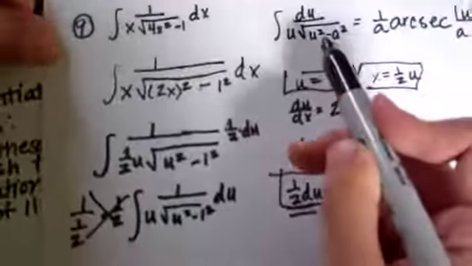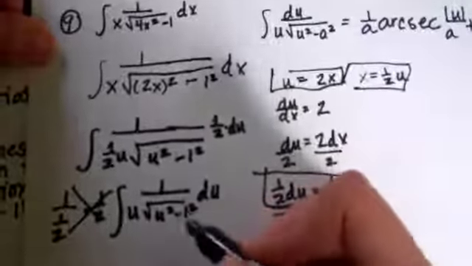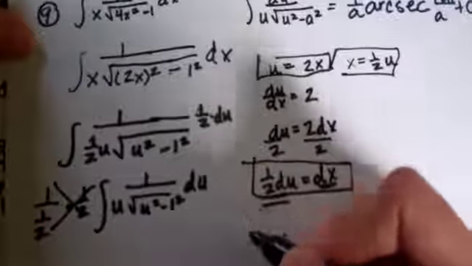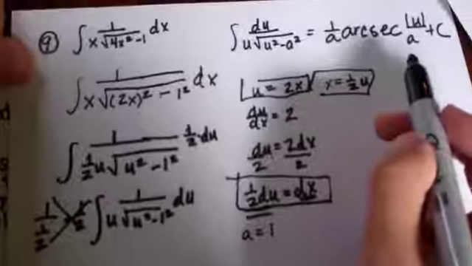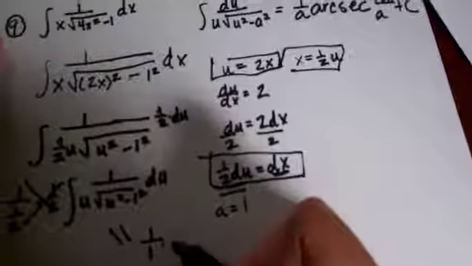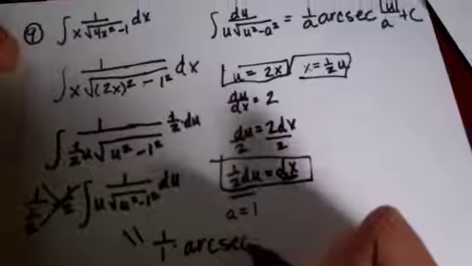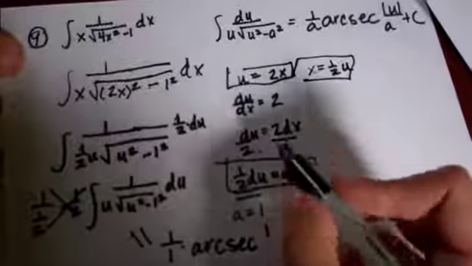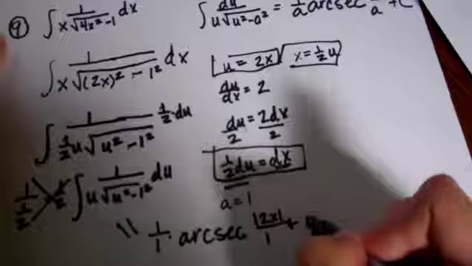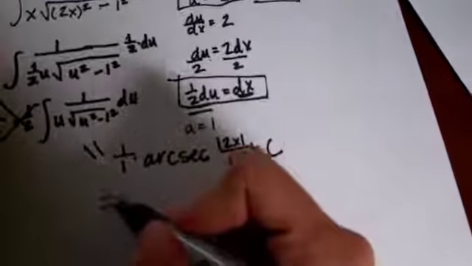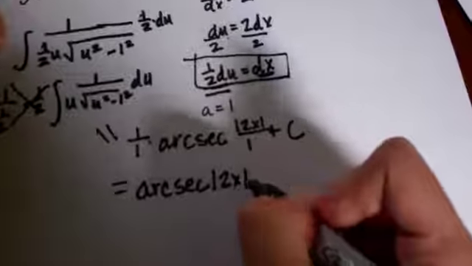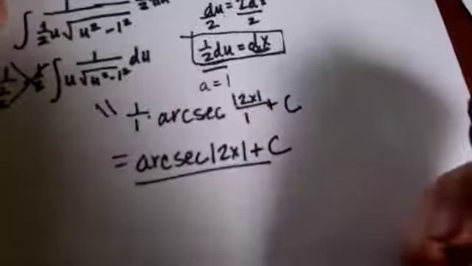Okay, so now we have this matched exactly. So observe that we have our u is equal to 2x, and then our a here, what was that perfect square? A is equal to 1. So I'm going to rewrite this using this rule exactly. This is all equal to 1 over 1 times arc secant, and then the absolute value of our u, which we said is 2x, all over a, which is just 1, plus c. Okay, so this is all in all just equal to arc secant, absolute value 2x, plus c.